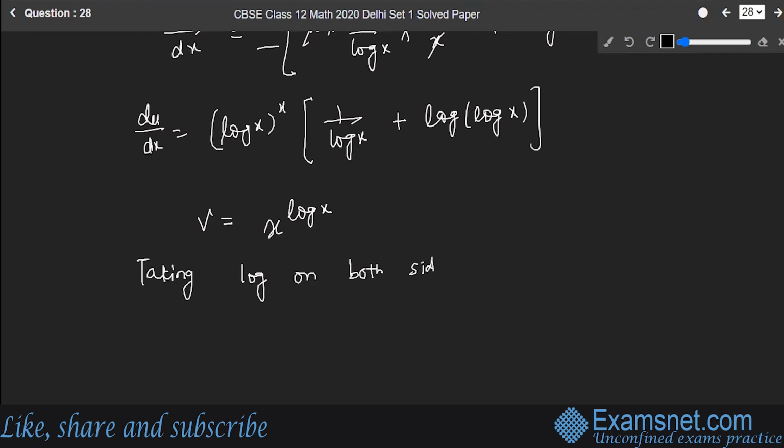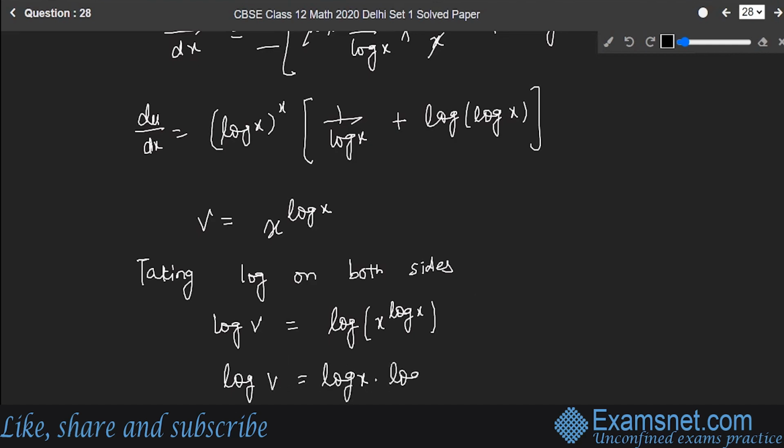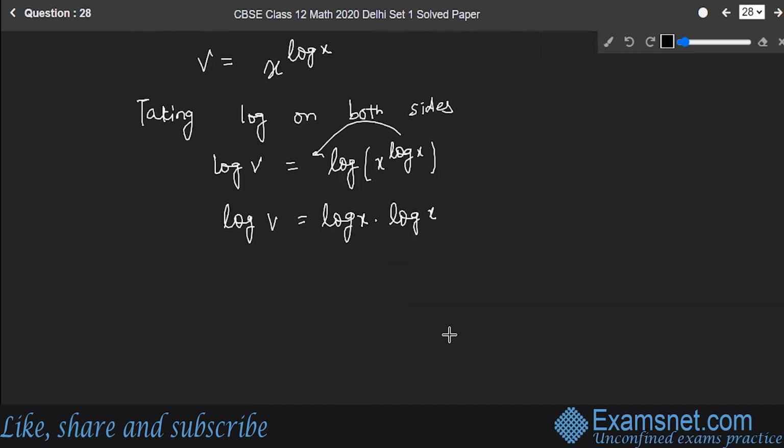Taking log on both sides, you have log of v is equal to log of x raised to power log of x. That means log v is equal to log x multiplied by log x, since the power will come over here. So log x multiplied by log x. Now differentiating both sides with respect to x.